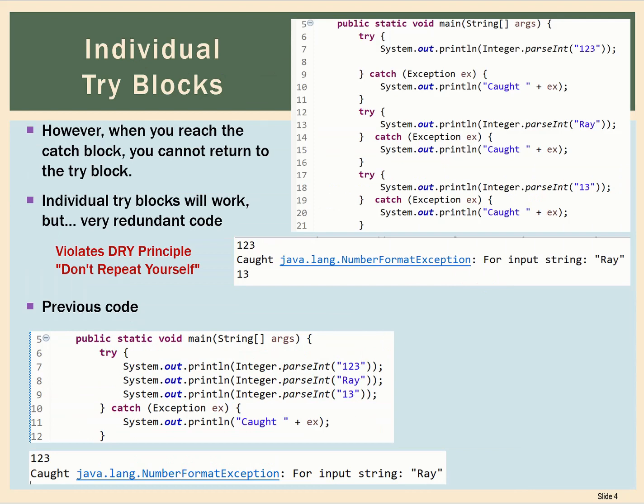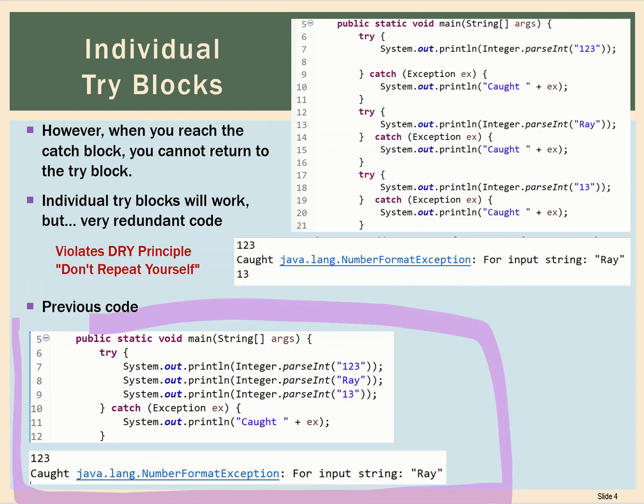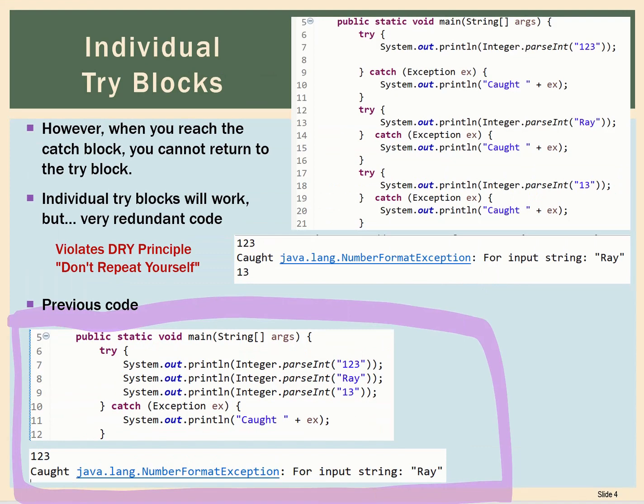One thing you might notice, though, with this block of code we just saw, is that while we were able to do 123 and we recovered from Ray, we were unable to get to the last line of code, because after Ray raised an exception, we were out of the catch block and our code was down here someplace.